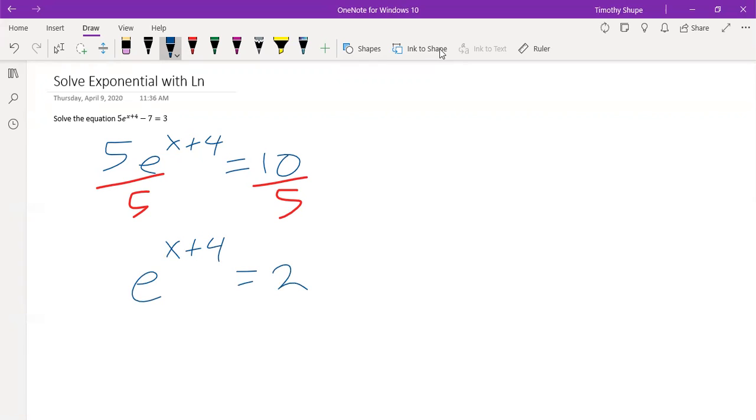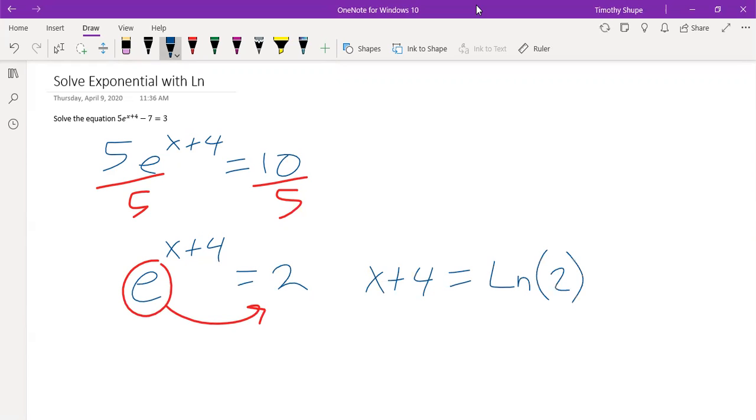Now at this point, if I've got my exponential piece by itself, I need to start to think about how do I get rid of an exponential base. Well, the way I get rid of an exponential base is by turning it into a logarithm. And when I have a base e, I'm going to bring that e over to the other side. And my new equation here, that x plus 4 is going to drop down. And that e is going to turn into a natural log of whatever was over on that side to start with. In this case, a 2.